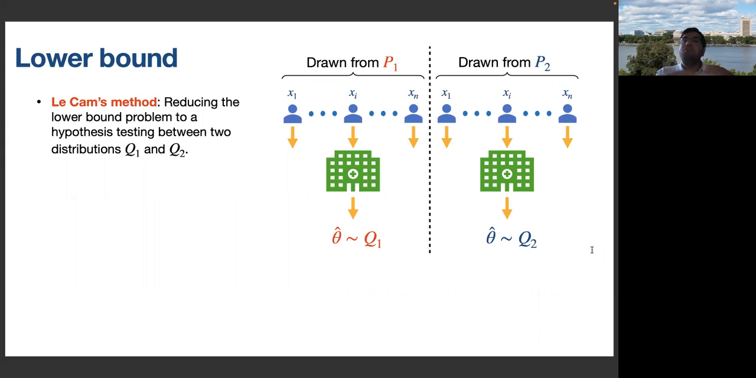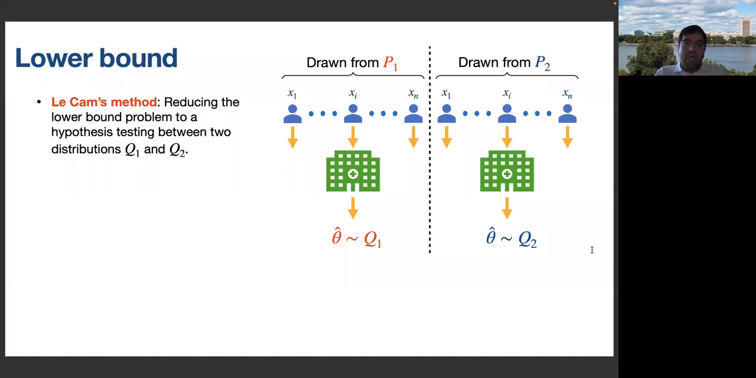The idea is that we come up with choices of P1 and P2 that are different, so that the perfect estimator should return different values for the mean, but they are designed and chosen in a way that Q1 and Q2 are close to each other, which makes it hard for the estimator to distinguish.